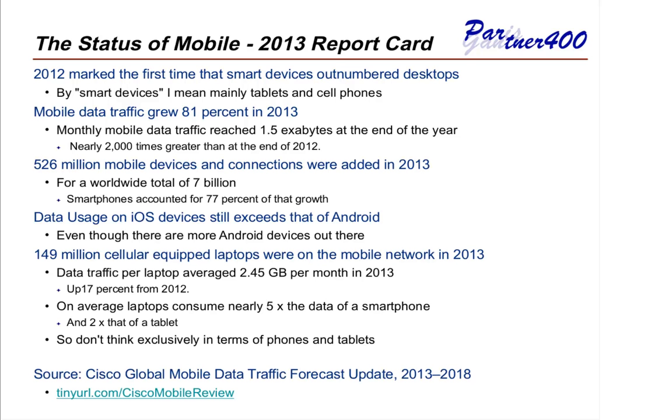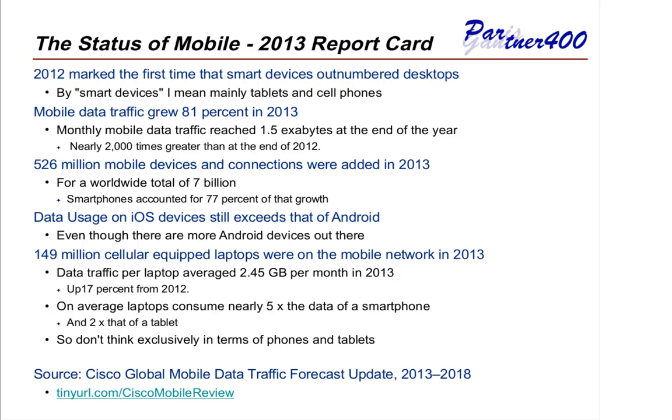This is a 2013 report card. As you'll see down at the bottom, the source for this data is Cisco, and this was recently updated to include 2013 figures. The first bit at the top was interesting to me: in 2012, smart devices outnumbered desktop computers for the first time. That's tablets and cell phones outnumbering desktops, and that would include laptops, by the way, in the desktop figure.